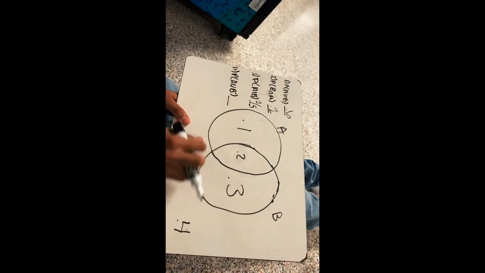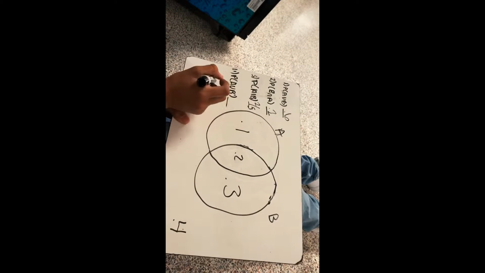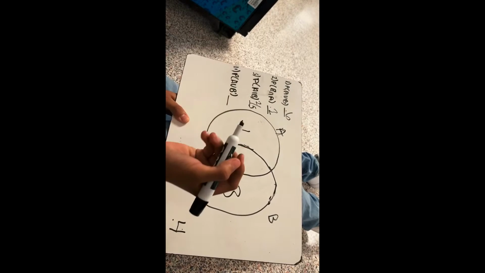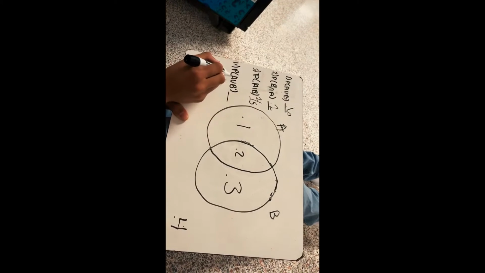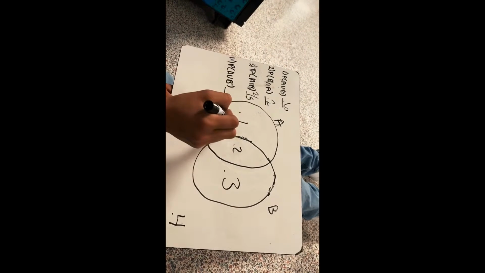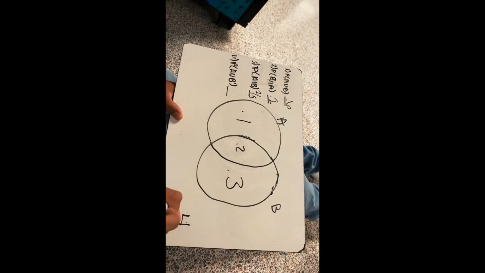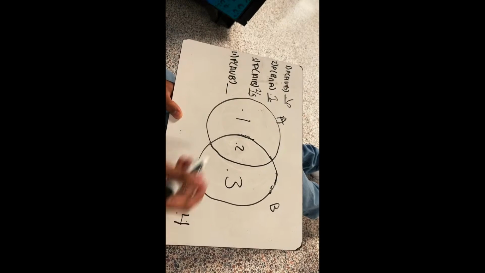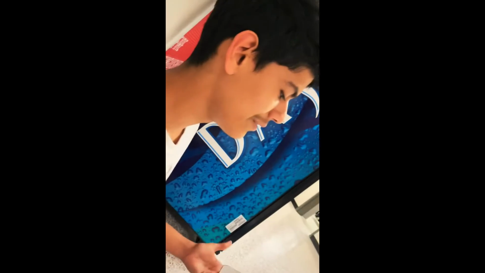And now we have the probability of A union not B. So this little dot means it's not B, basically. So A union not B would be A, 0.1, and everything that's not in B, which is 0.4. So it'd be 0.1 plus 0.4 equaling 0.5. So this is how you solve the probabilities of Venn diagrams.